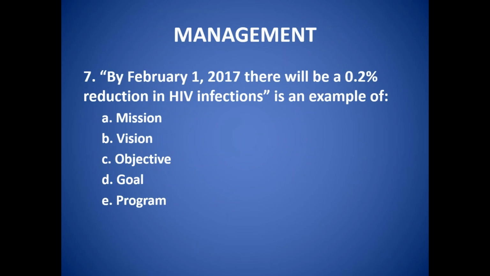By February 1st, 2017, there will be a 0.2% reduction in HIV infections as an example of an objective. It's very short term, it's a very small increment. If we were talking about by February 1st, 2020, there will be a 10% reduction, in more likelihood, that would be a goal.